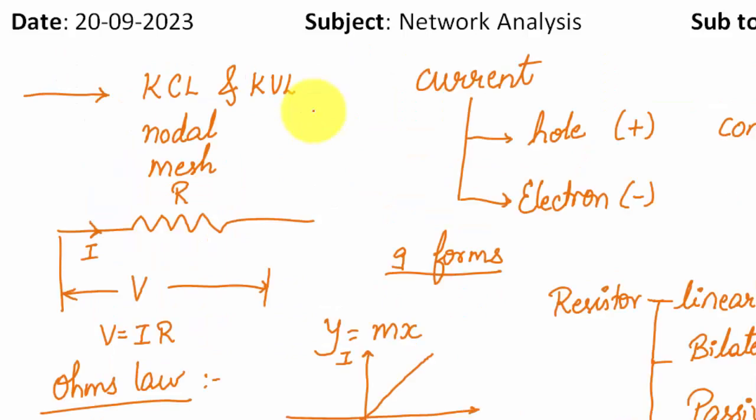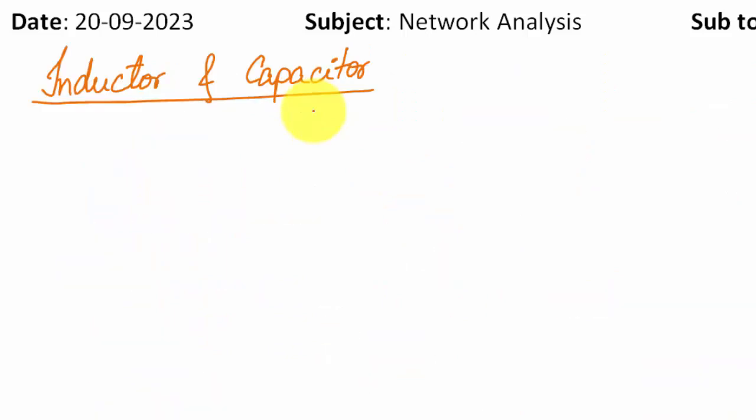Now we are familiar with respect to resistor. Let us talk about inductors and capacitors. Suppose on the left side you try to draw the characteristics of an inductor, and on the right side you try to speak with respect to a capacitor.